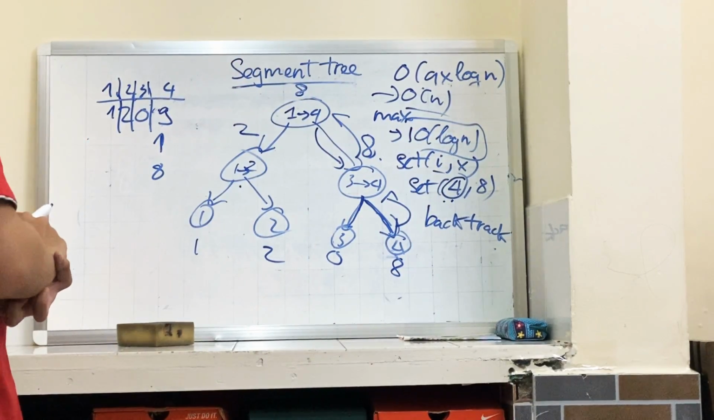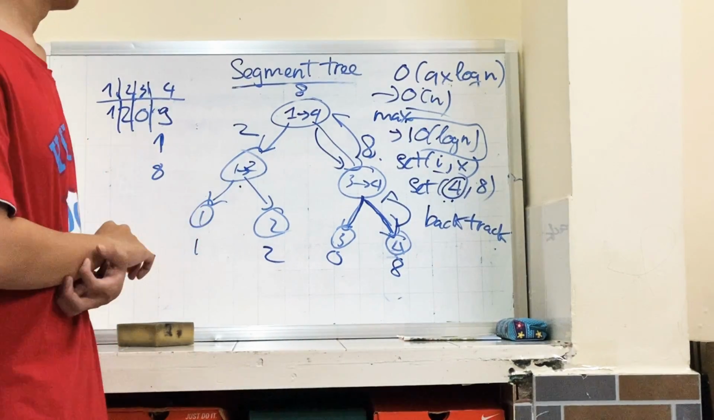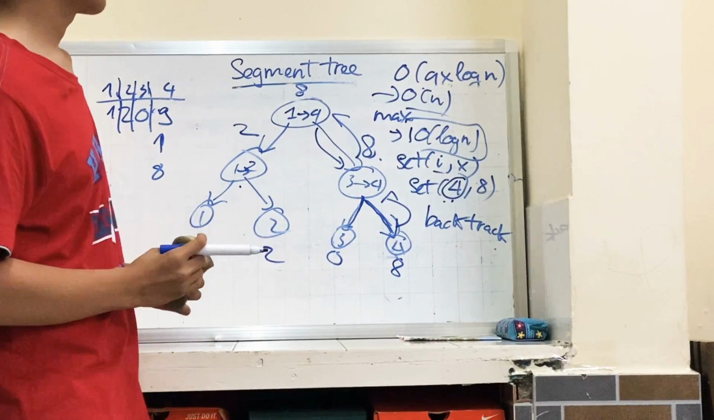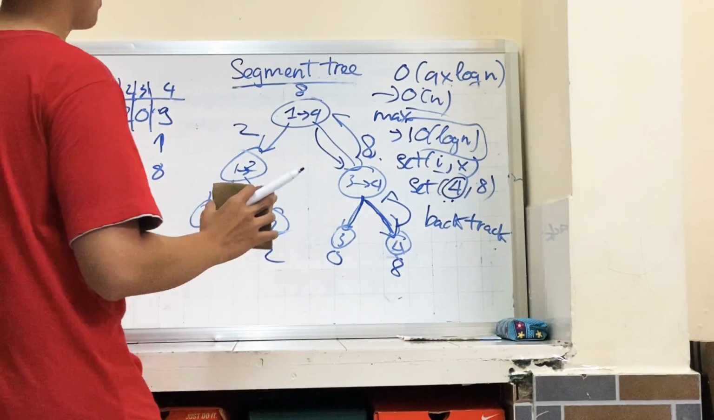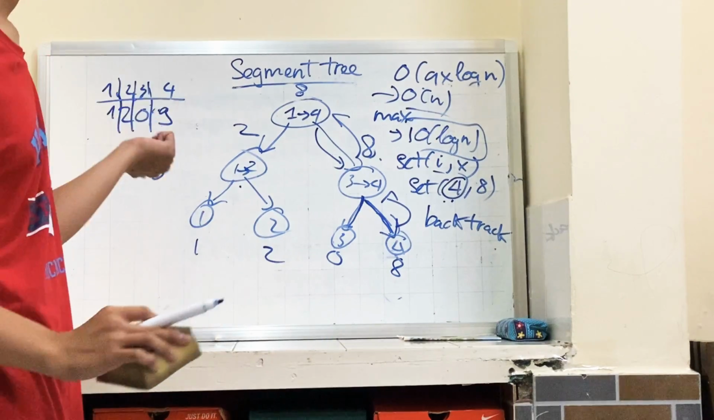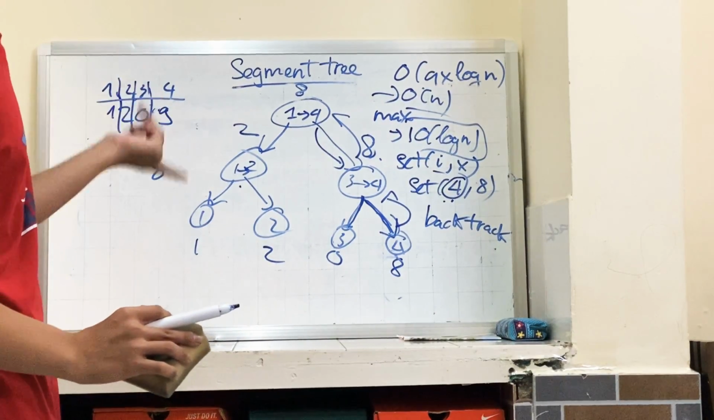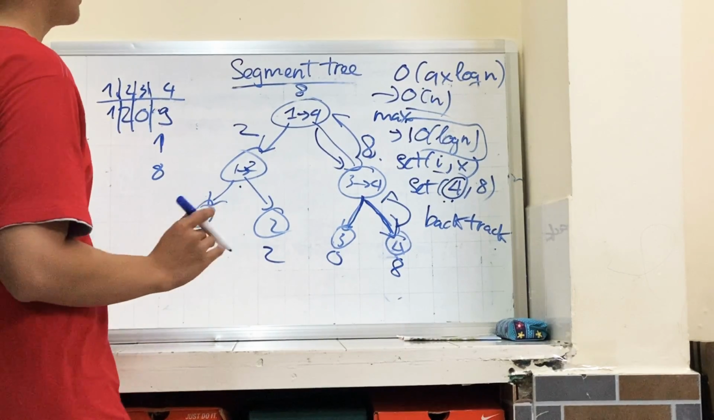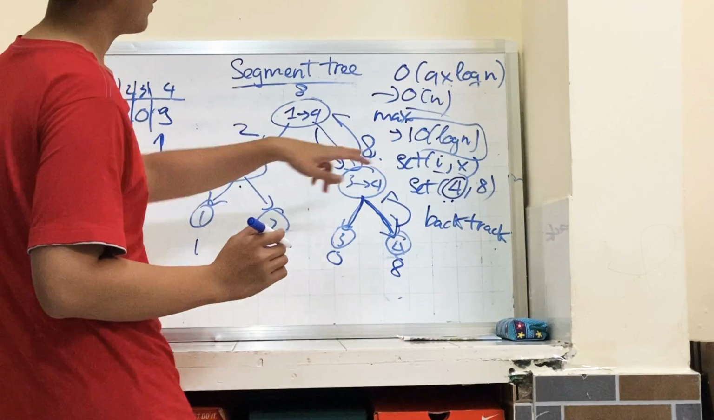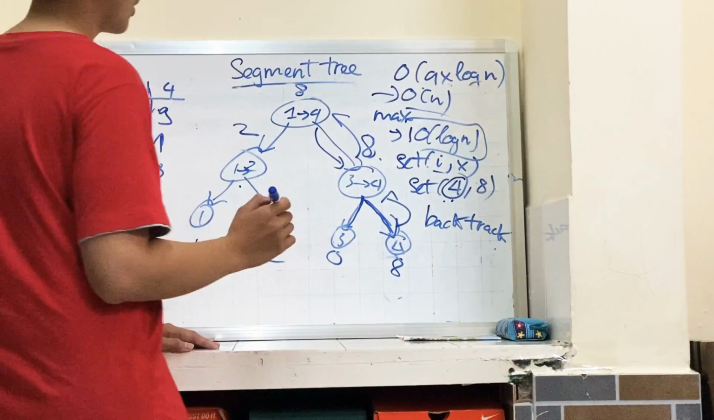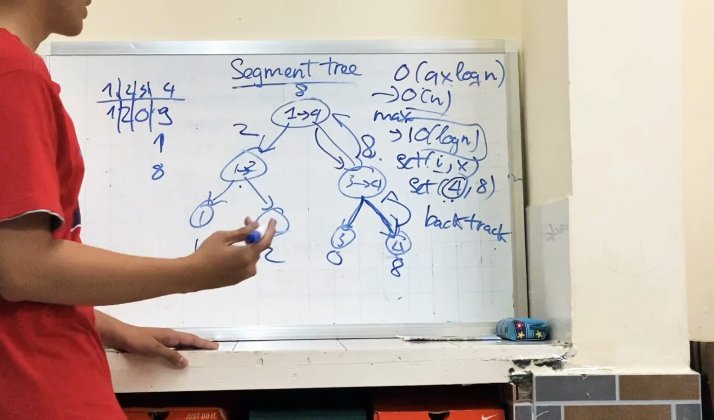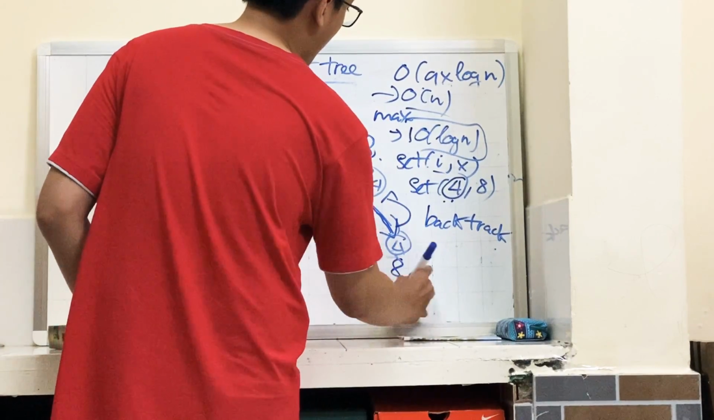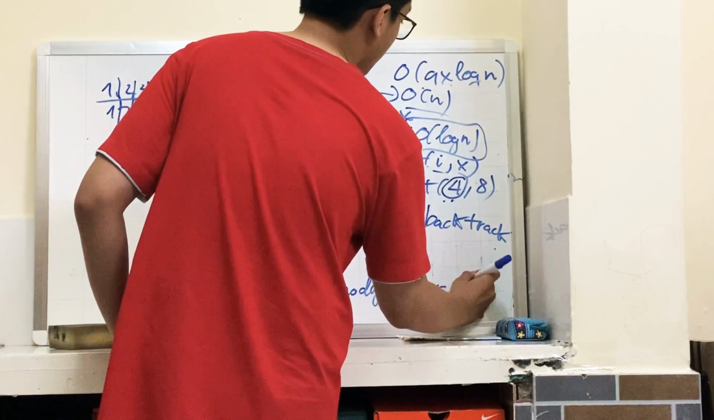So this is another basic operation on segment tree. We'll move to the next. The operations so far are query and set on the ith element. So what if we modify the value on an interval?